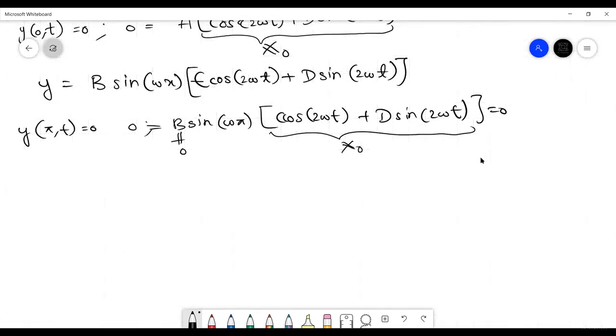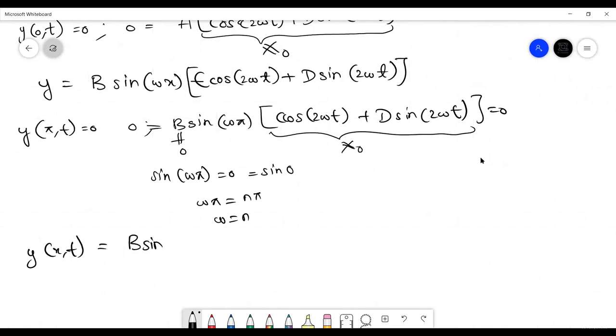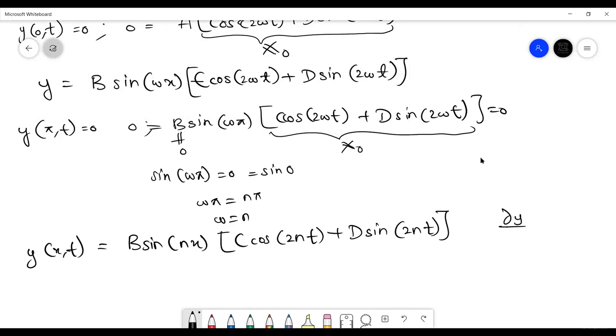So in that case, we know sin ωπ is 0, so that is equal to sin nπ. So ωπ is equal to nπ, so ω is equal to n. So we have found ω in terms of n. So now y(x, t) becomes B sin nx (C cos 2nt + D sin 2nt), right? The next boundary condition is ∂y/∂t at (x, 0) equal to 0. So this is the next condition.